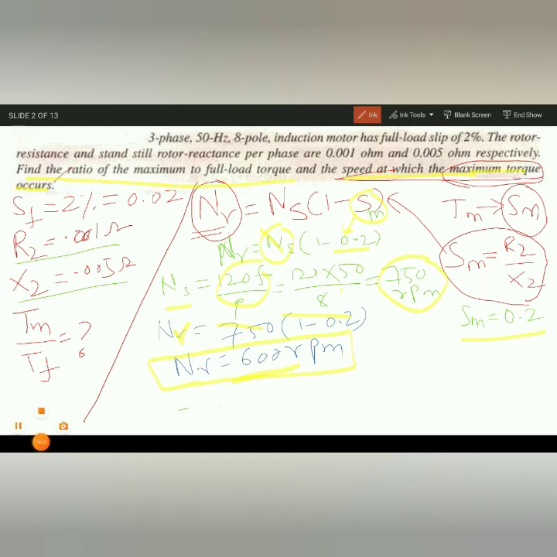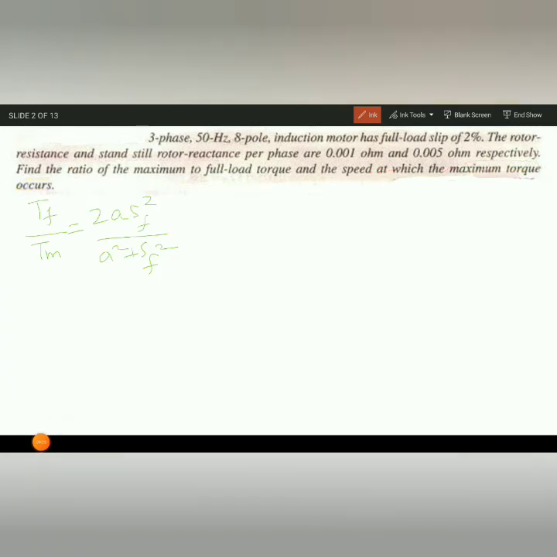Before finding this ratio, let me make some space. Now again, the ratio of the full load torque to the maximum torque is 2A SF over (A squared plus SF squared). What is SF? It is the full load slip. F for full. And A is equal to R2 by X2. Again, I'll put the link in the comment box. You can follow it. If you have any doubt in this formula, then you can refer to that video. Just by substituting this, you will get the answer simply.